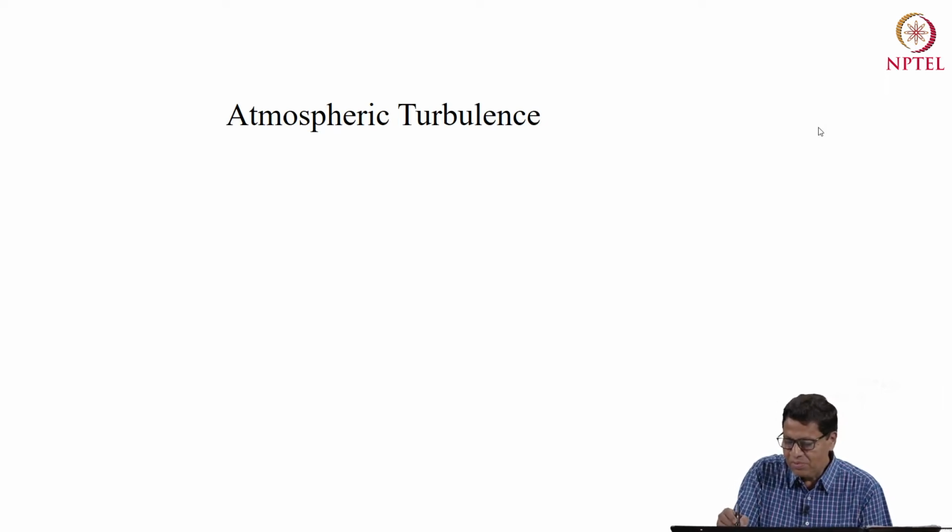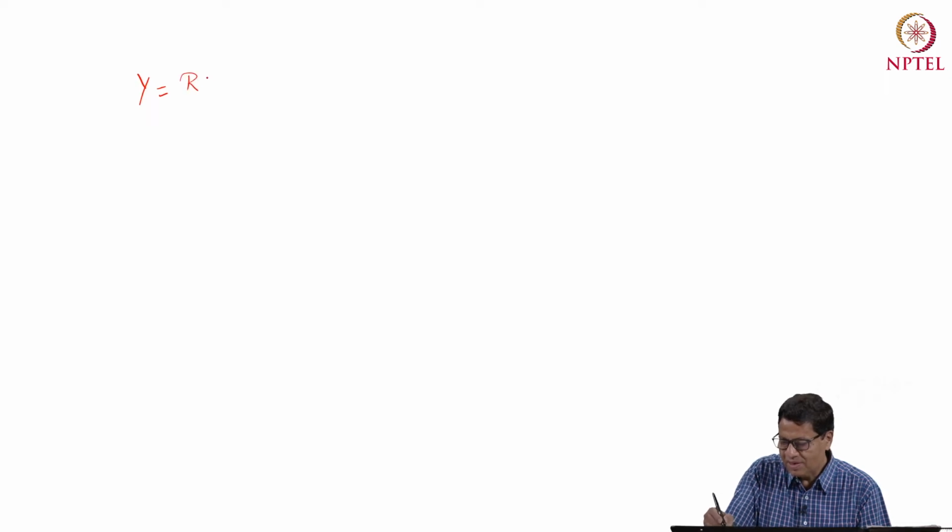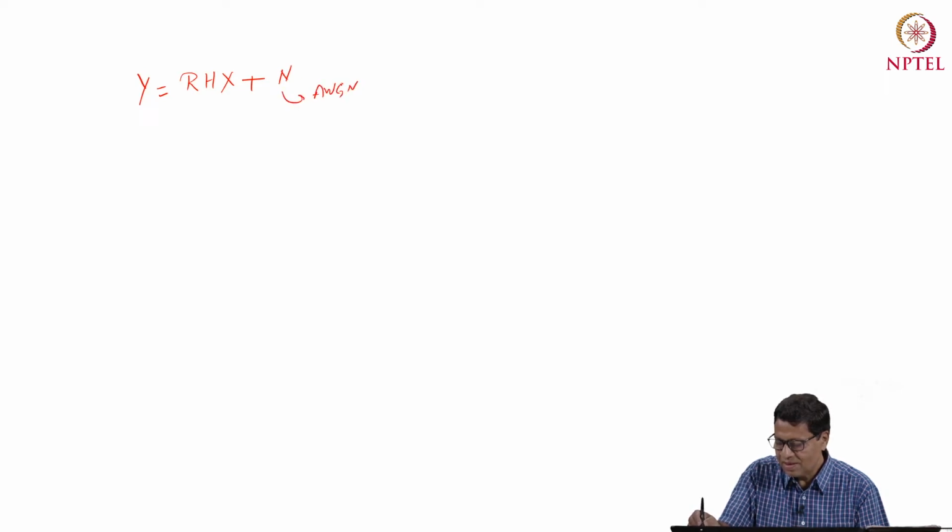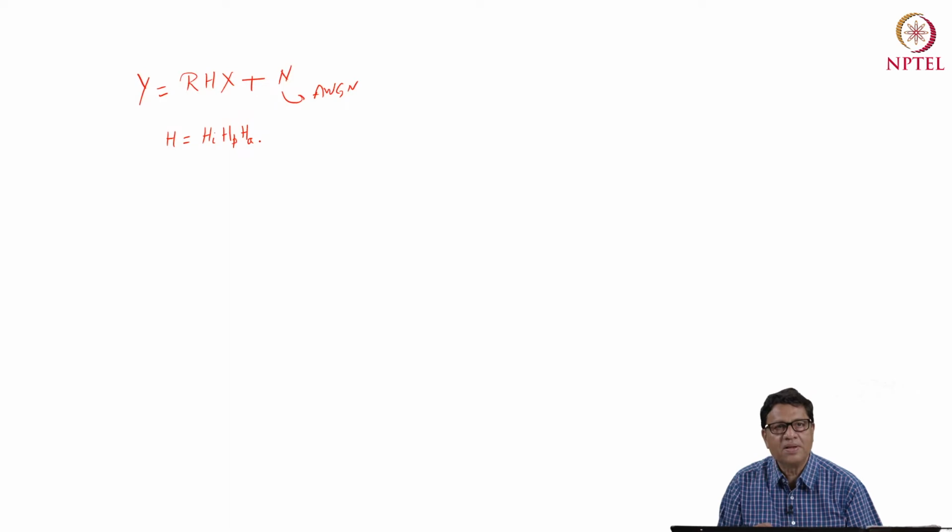So if you model the system, the output is Y is equal to, say, responsivity times channel state times the input information, plus the noise, which can be assumed to be AWGN. Now this channel state H will actually have three components. One is because of the path loss, which let us call HI. The other could be because of the pointing error loss, let us call that HP. The third part is because of the turbulence, let us write as HA, atmospheric turbulence.